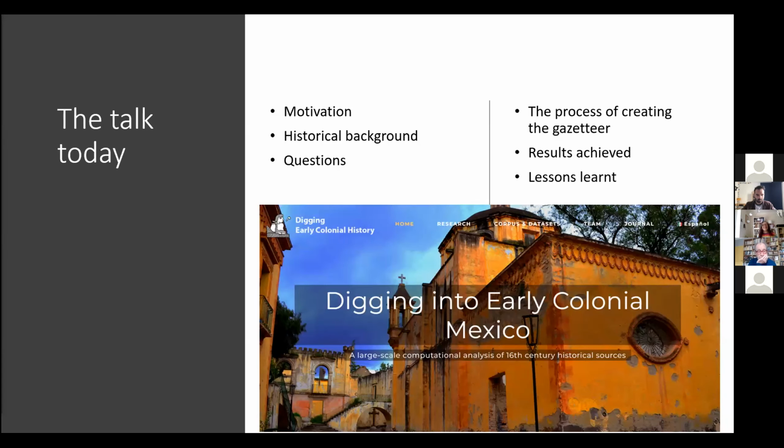So today, and I know that this is a more technical conference in a way, but in the spirit of the spatial humanities, in the first part of the presentation, I want to talk about the historical questions and also the complexities behind their context, and how this gave birth to the idea of the creation of the first 16th century digital Gazetteer of Mexico that we carried out in the context of the Digging into Early Colonial Mexico project that Bruno was talking about.